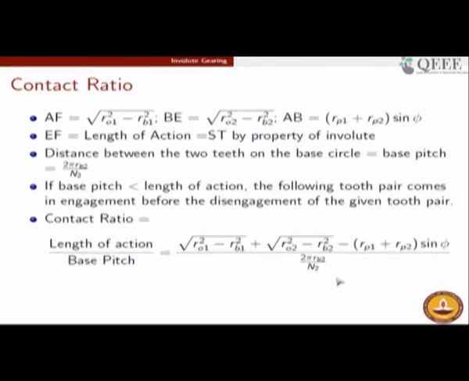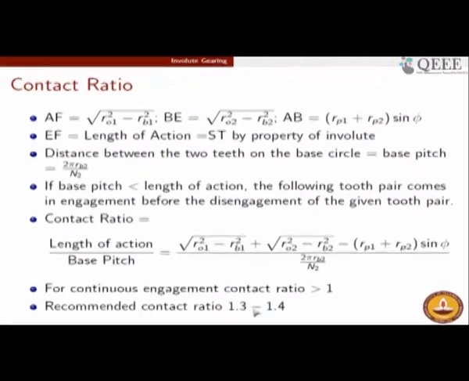So definitely it should not fall below 1, that is the length of action should be more than the base pitch, or in other words base pitch should be smaller than the length of action, such that the succeeding gear tooth is not far away and it can quickly come and take the position of the tooth ahead, and thereby ensure that the engagement of the following gear tooth happens before the disengagement of the gear tooth which is lying ahead of it. So therefore the contact ratio definitely should not fall below 1. The one which is advised from empirical knowledge and also from experience is about 1.3 to 1.4.